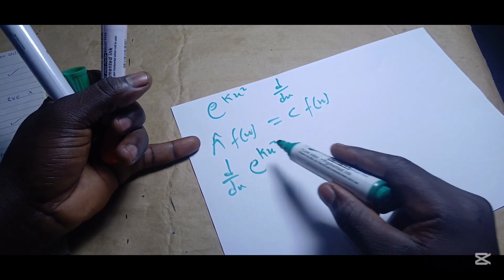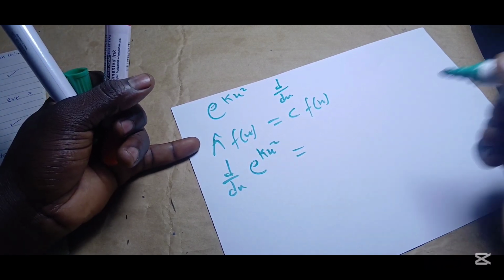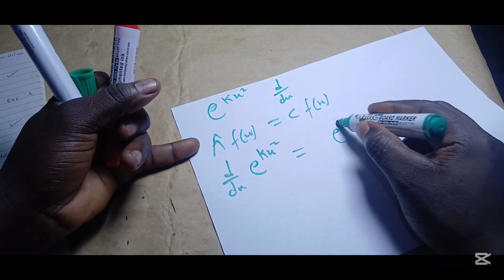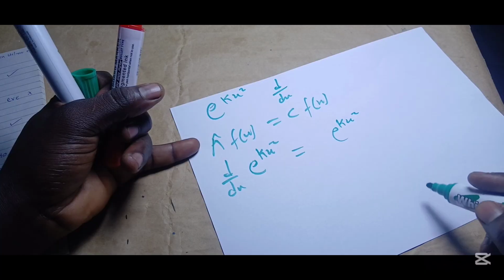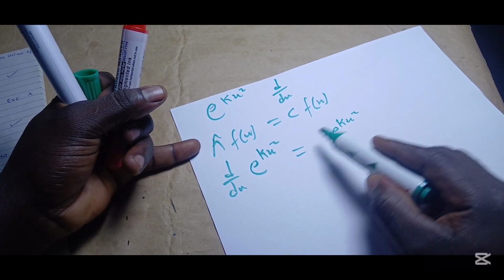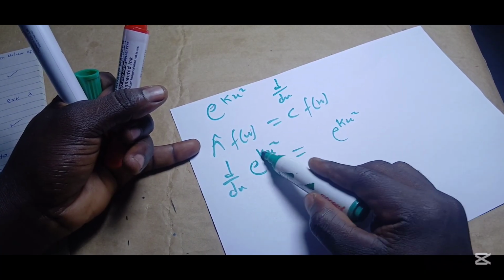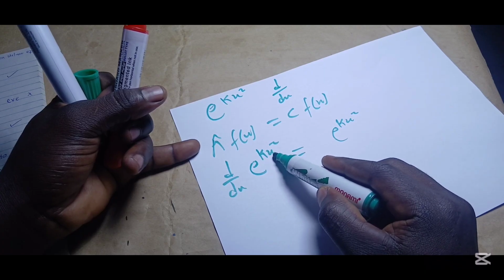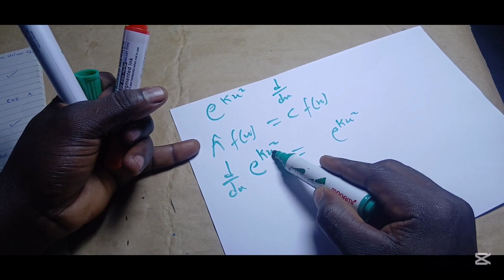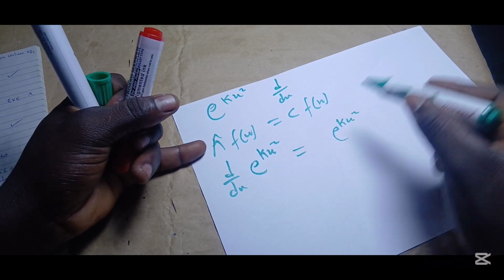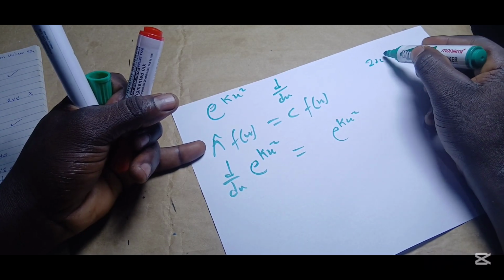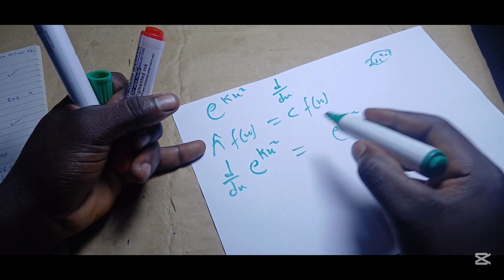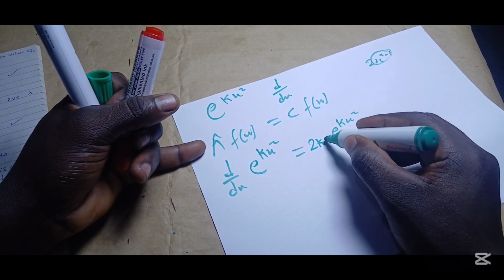Differentiating an exponential function, we write whatever is here, e to the power kx squared. Then after that, we multiply everything by the differential of the exponent. So differentiating kx squared, since we are differentiating with respect to x and k is a constant, differentiating x squared gives us 2 multiplied by x to the power 2 minus 1. So it gives us 2kx.